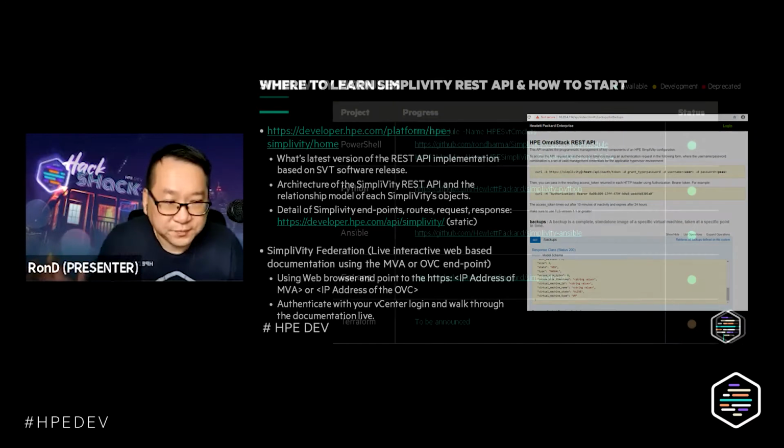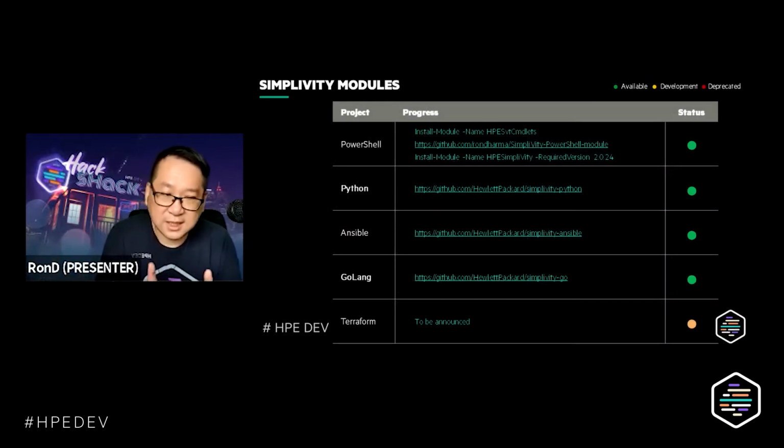Now, moving forward, I just want to give you some ideas of what's in the pipeline and what is already available. So you can see PowerShell is available, Python is available, Ansible is available, Golang is also available. Just one note, PowerShell is available in the PowerShell Gallery, so you can install the SimpliVity modules for automation directly using Install-Module from the PowerShell Gallery. Regarding Golang, this is a new SimpliVity module, and it was introduced in order to provide some support for Terraform.